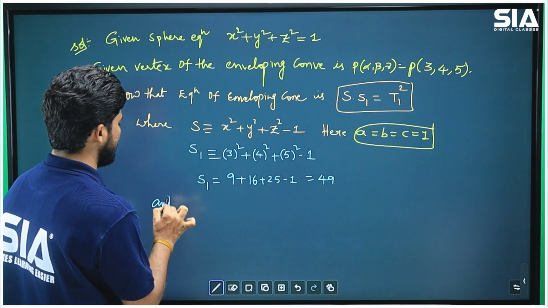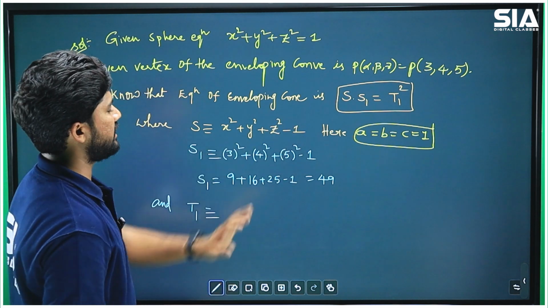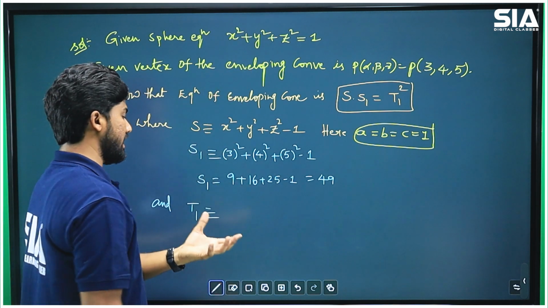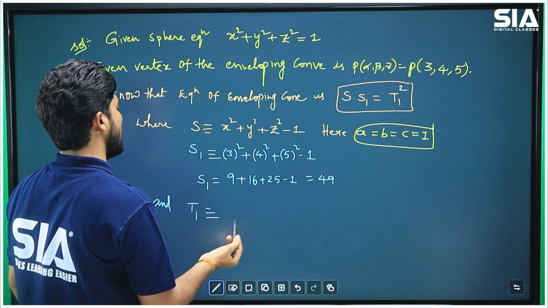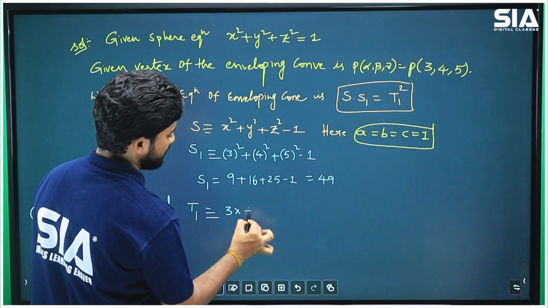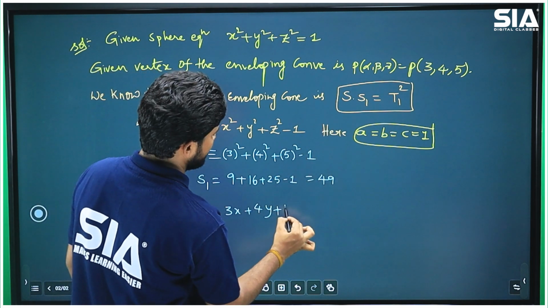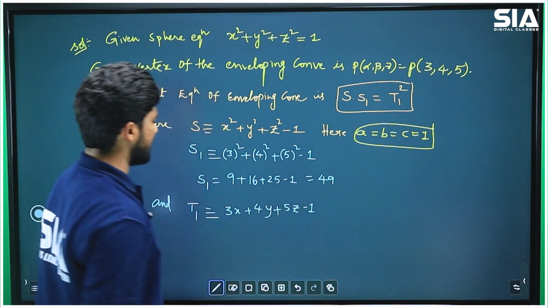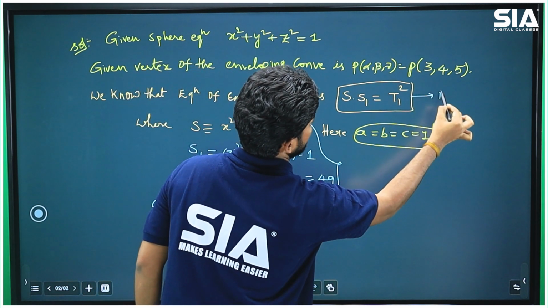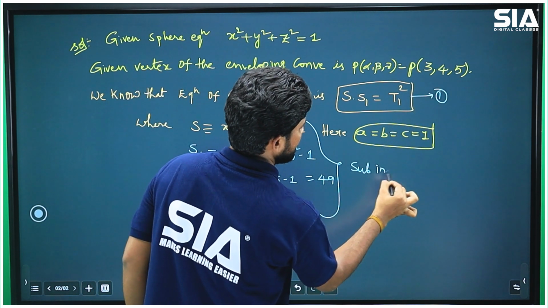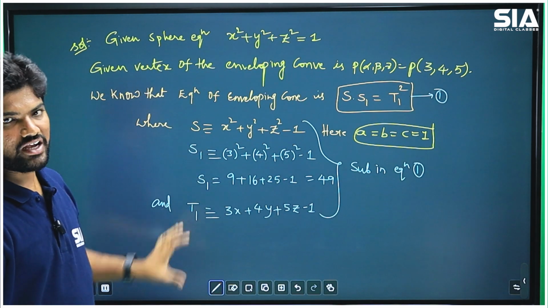And the last value, we call it the polar plane, T suffix 1. T suffix 1 is equal to, what is the equation actually for this one? A alpha x plus B beta y plus C gamma z minus 1. But here a, b, c are equal to 1. So alpha x means 3x plus beta y means 4y plus gamma z means 5z minus 1. These are the values. Substitute these three values in this equation number 1 and simplify. You will get the required equation of the enveloping cone.